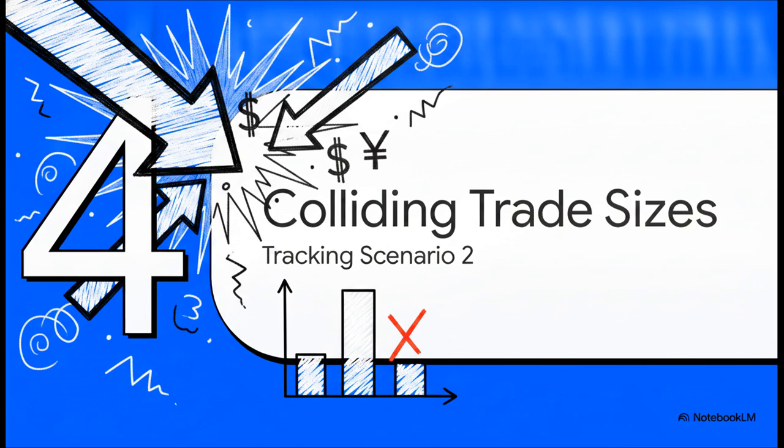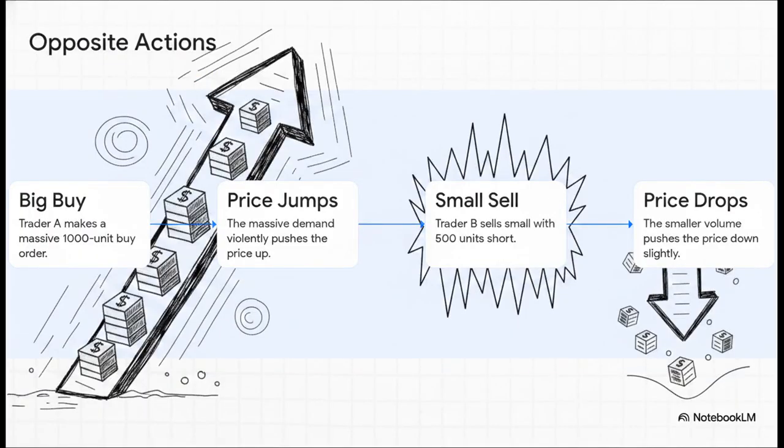Okay, on to Section 4, Scenario: Colliding Trade Sizes. What happens when traders take completely opposite actions and use entirely different volumes? Let's look at an even more complex battle. Here's the setup. Trader A enters the market and buys big. We're talking 1,000 units of a token. This massive injection of demand violently forces the price up.